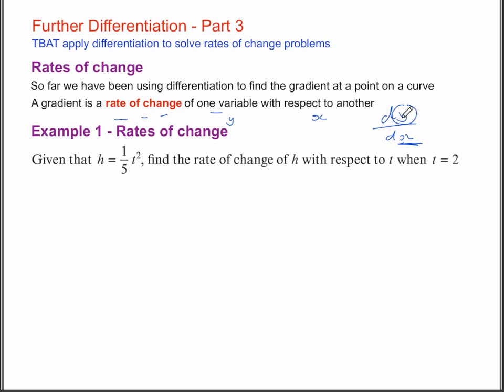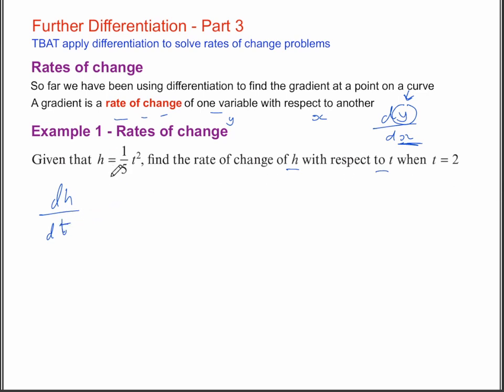So try not to think that it's the rate of change of the variable on the numerator with respect to the variable on the denominator. Now, given that h equals 1 over 5t squared, find the rate of change of h with respect to t. So you want to find dh over dt when t is equal to 2.